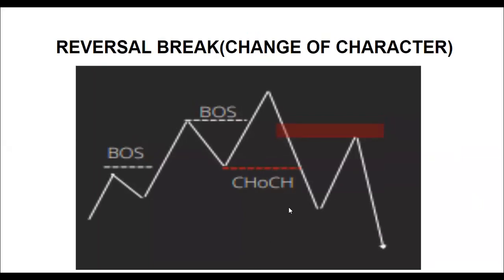So reversal break, that's what we call change of character. You can see this as, which means that an uptrend changes to what? A downtrend. That's what we're talking about. So the moment when an uptrend changes to a downtrend, or when a downtrend changes to an uptrend, that's what we call a reversal break. All right. Now, how does it happen?